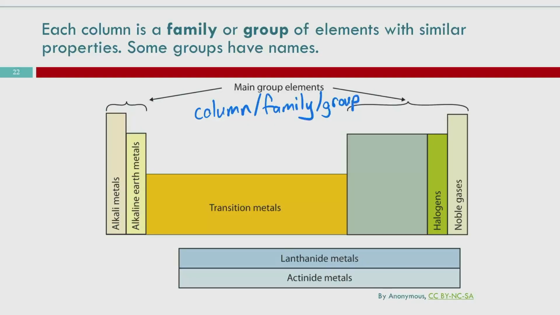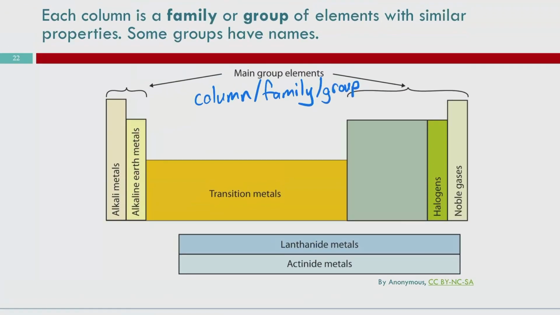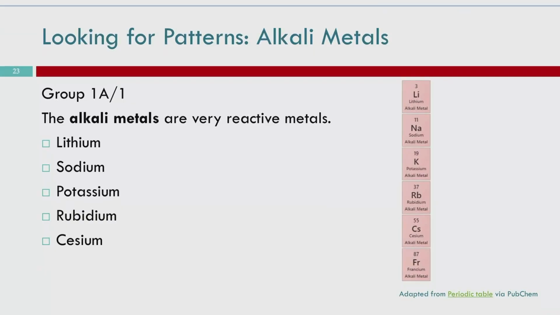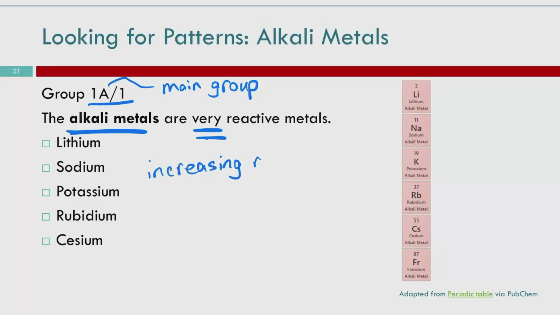So our 2 named groups to start are the alkali metals. The alkali metals are our group 1A or 1. A just means that it's main group. And our alkali metals are very reactive. Increasing reactivity as you go down.